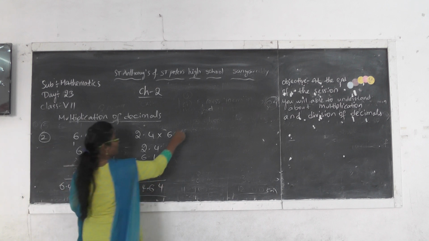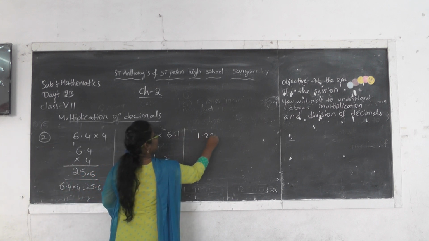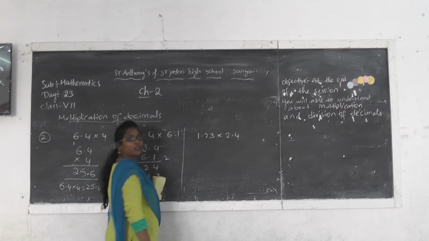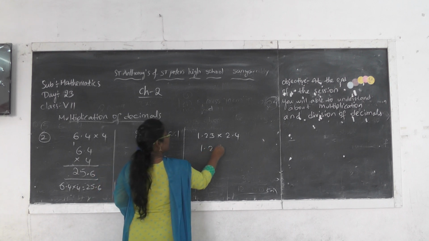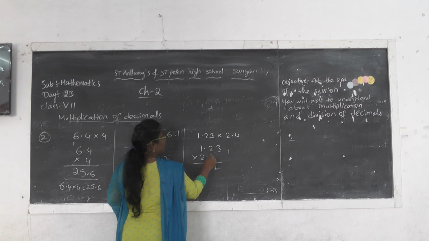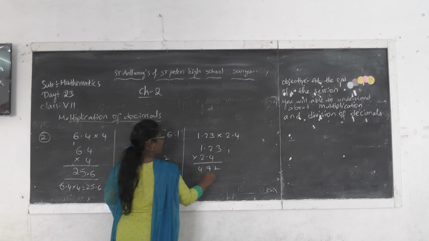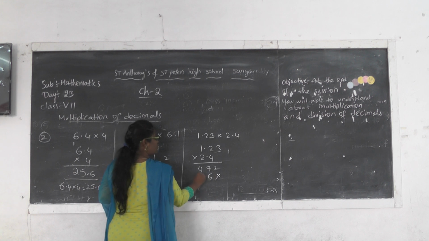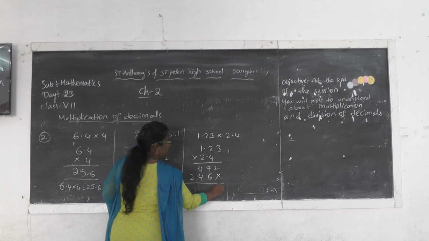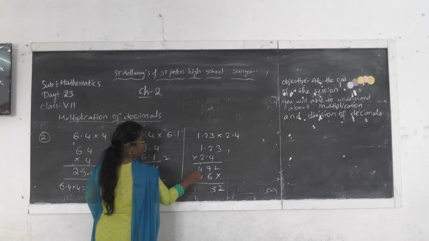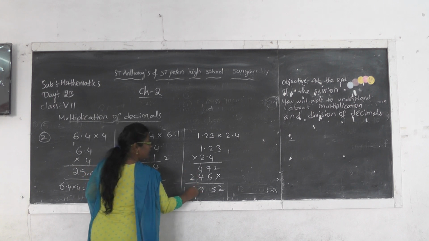Let me explain one more problem. 1.23 into 2.4. How to multiply this? Now 1.23 into 2.4. 4 3s are 12, 4 2s are 8, 9, 4 1s are 4. 2 3s are 6, 2 2s are 4, 2 1s are 2. Now 9 plus 6 15, 4 plus 4 8 plus 1 9, 2.